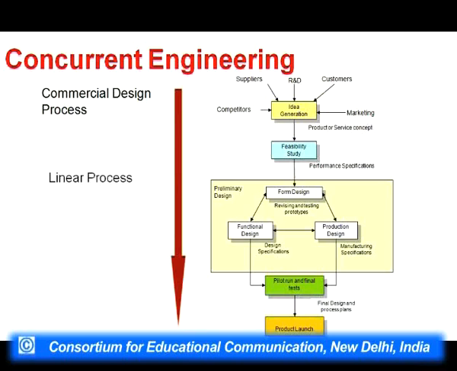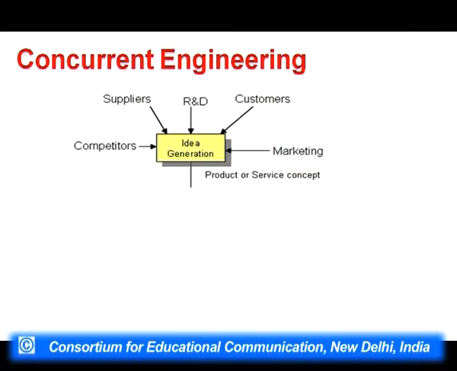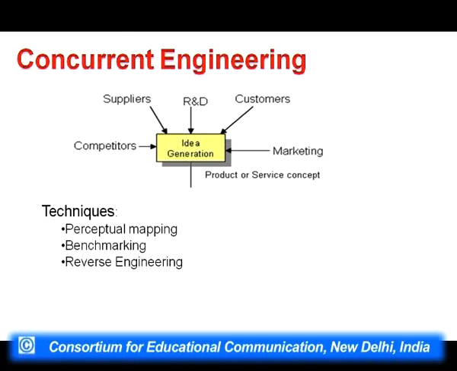This is a linear process, but when they work together, it becomes a concurrent engineering process. Now we will concentrate on idea generation. Idea generation is done through various sources: competitors, suppliers, R&D, customers, and the marketing department give ideas regarding the product, and the product or service concept is generated. The techniques used are perceptual mapping, benchmarking, and reverse engineering.